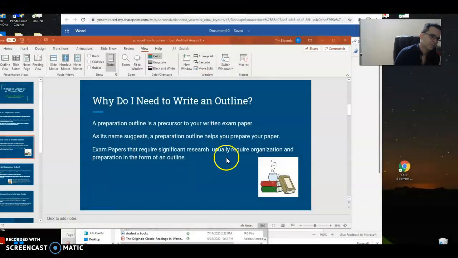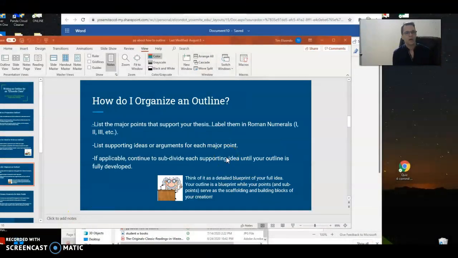Back to the PowerPoint. All right, so how do you organize an outline? So you're going to list the major points that support your thesis and label them in Roman numerals, right? So in the videos that I'm making, you'll be seeing that I'm going to have a thesis, and then I have 3 particular main points that I'm working from. And then I list supporting ideas or arguments for each major point. So you're going to see in the outline that I kind of group things. And then if applicable, continue to subdivide each supporting idea until your outline is fully developed.